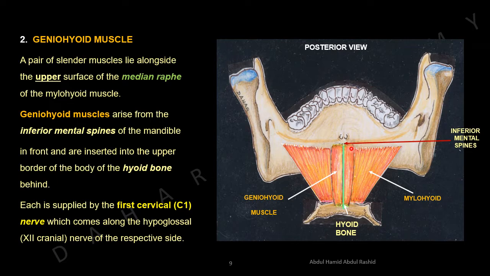They are at the back of the mandible and are inserted into the upper border of the body of the hyoid bone posteriorly. Each is supplied by the first cervical nerve, C1, which comes along with the hypoglossal nerve, that is the 12th cranial nerve, of the respective side.